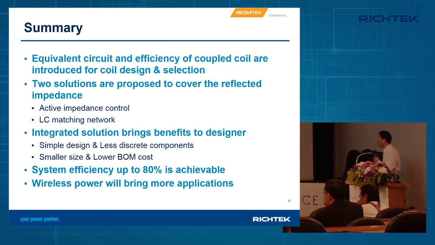Summary. Equivalent circuit and efficiency of the copper coil are introduced for coil design solution. And two solutions for the reflective impedance are proposed. The first is the active impedance control, and the second is the LC mesh network. Also, the integrated solution brings benefit to designers, such as simple design and fewer discrete components, and we can have a smaller size and a lower BOM cost. So a system efficiency of up to 80% is achievable. And I believe wireless power will bring more applications in the future.